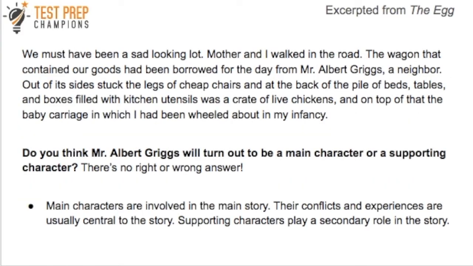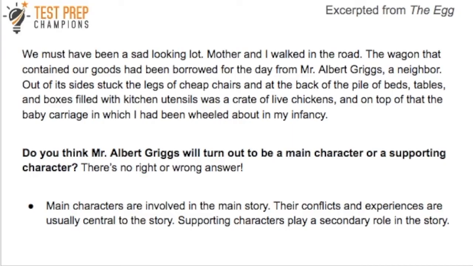Okay, so the difference between main characters and supporting characters. The main characters are the major players in the story. They are the main characters involved. If you think of Star Wars, that would be like Luke Skywalker, that would be like Han Solo, the main players in the story. And the supporting characters just play a secondary role in the story. Now, that's not to say that supporting characters don't have impact on the story, because sometimes they can have big impacts on the story, but it's just to say that they are not the major players in the story. They play that secondary role here, okay?